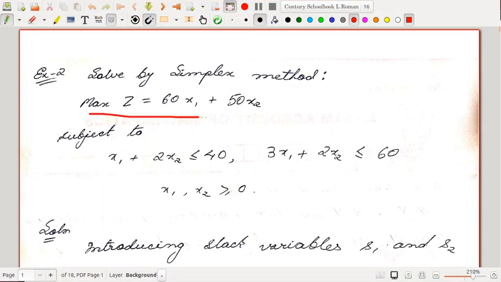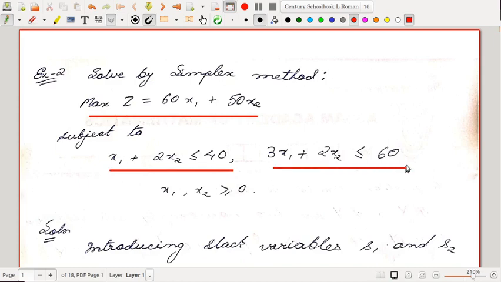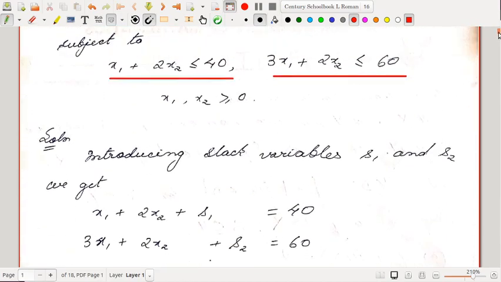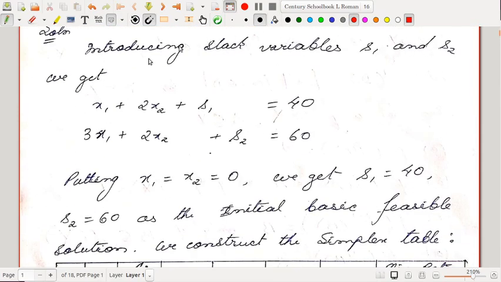Maximize z equal to 60x1 plus 50x2 subject to the constraints x1 plus 2x2 less than or equal to 40 and 3x1 plus 2x2 less than or equal to 60. So there are two constraints. Okay, so we begin our solution this way, just as we had done in the earlier lecture as well, introducing slack variables s1 and s2 because there are two constraints and both the constraints are less than or equal to, so we introduce slack variables.